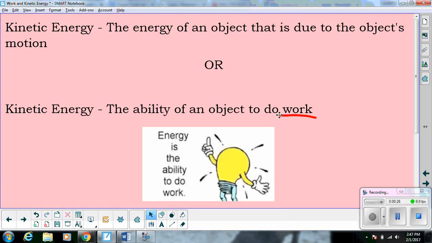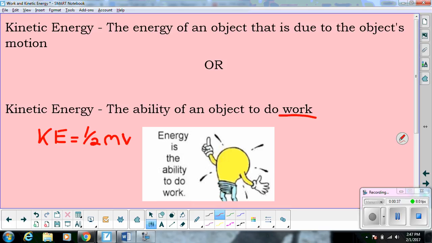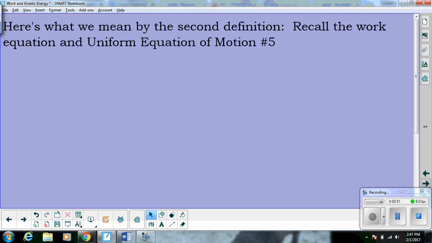I should let you know, and you'll see this later on in the video as well, that the equation for kinetic energy is 1/2 times the mass of an object times the velocity squared. That's important when you see where this comes from in the next step. We get that expression for kinetic energy by using the fifth uniform equation of motion, which is Vf squared equals Vi squared plus 2a, and we're going to call this d today.